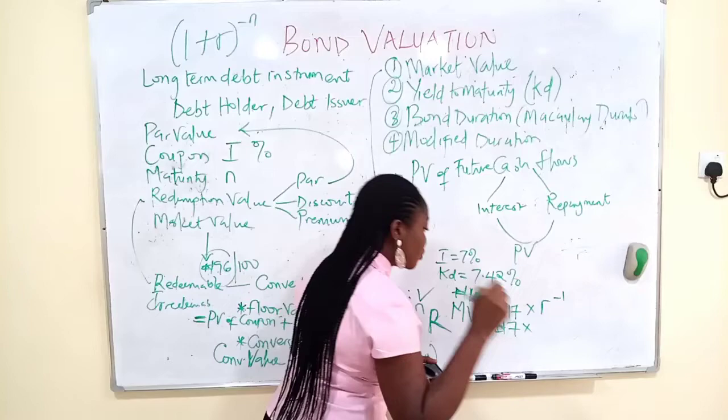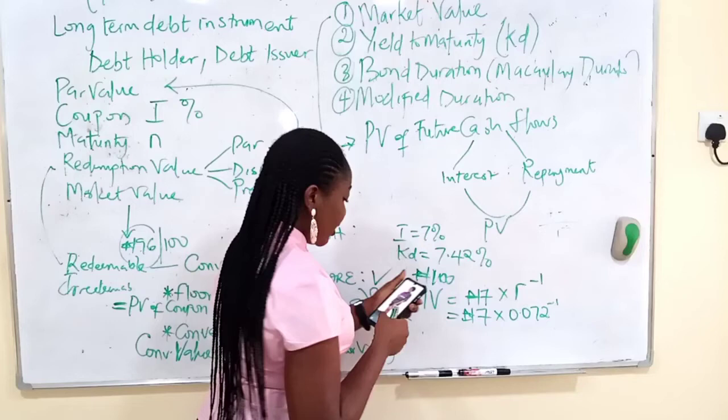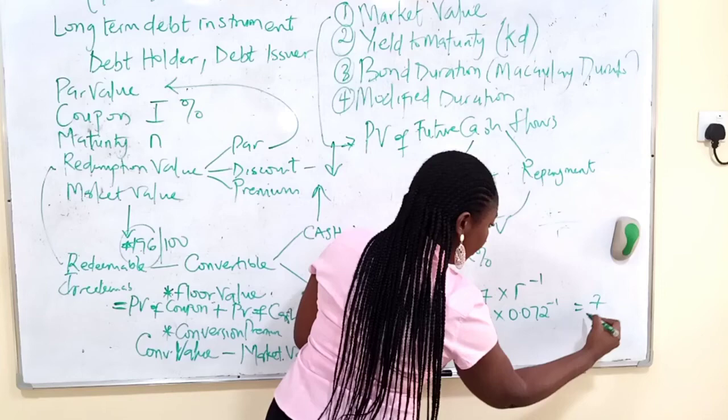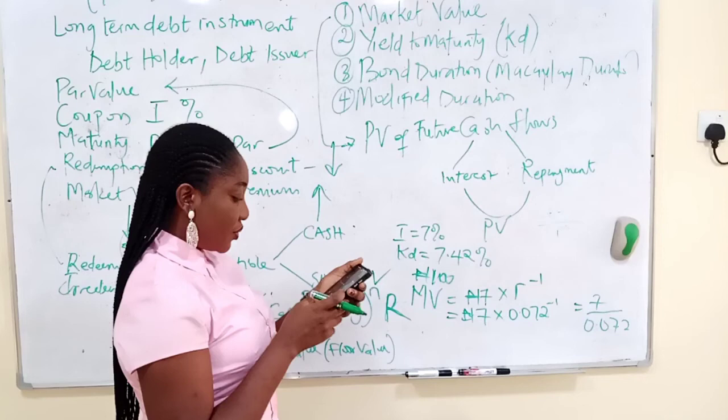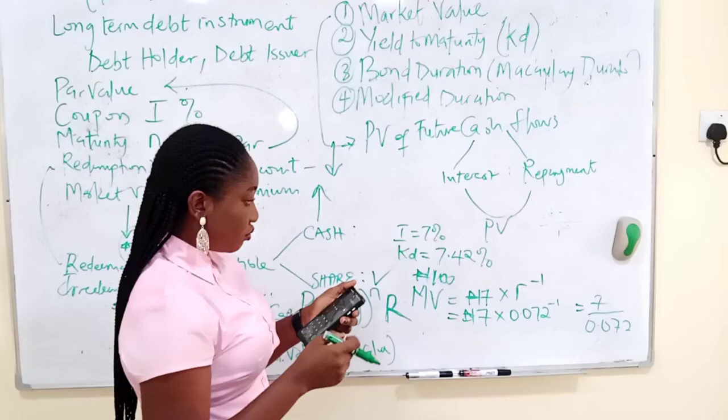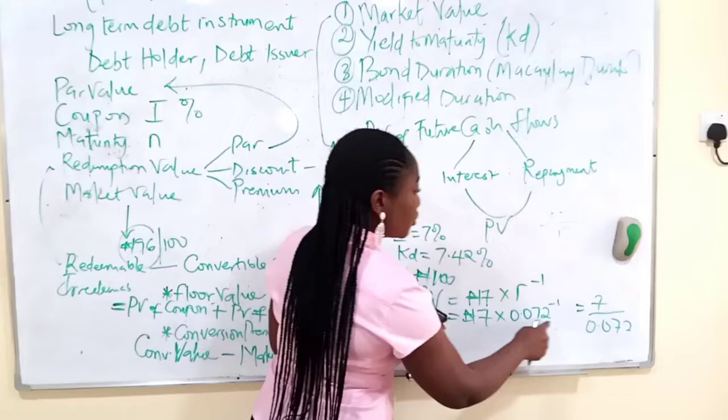Okay? So let's solve this. I know that this one is the same thing as what? 7 over 0.0742. So just type that in your calculator. 7 divided by 0.0742. Sorry, I wasn't putting the 4 2. Okay, put your 4 2.